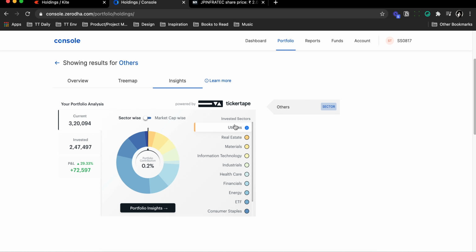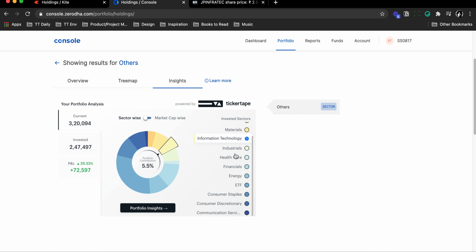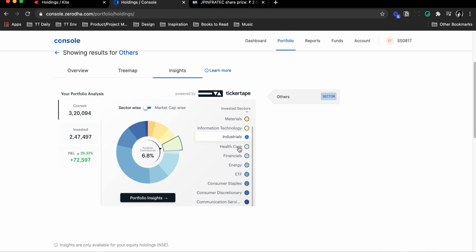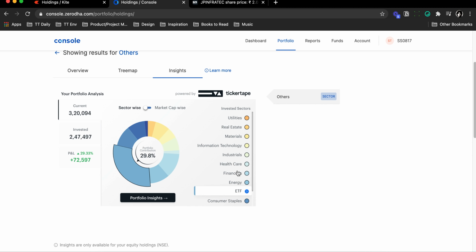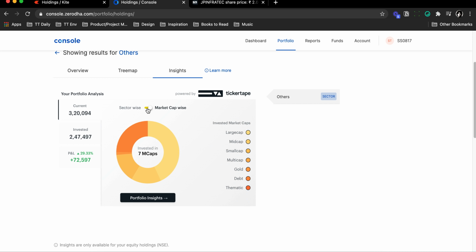With the sectoral view, you can see the portfolio contribution of each of these sectors to your entire portfolio, right? As you can see, information technology accounts for around 5.5% of this portfolio. And you will get a drill down and a basic portfolio distribution of all the different sectors that you are holding. Similar to that, you can also look at it from a market cap perspective, like I told you, and you can look at the portfolio contribution of each of these market caps in your holdings, right?